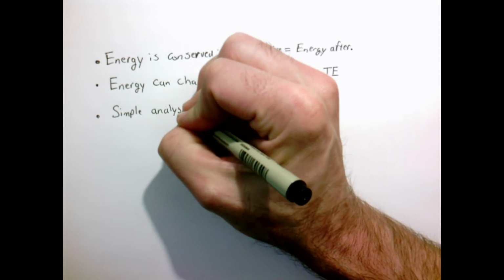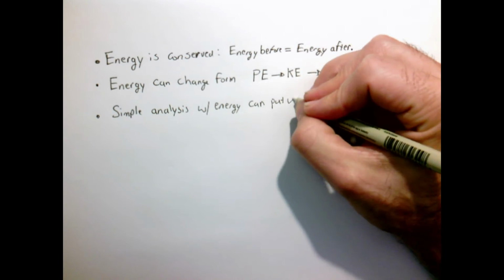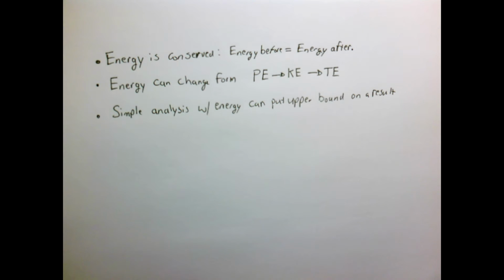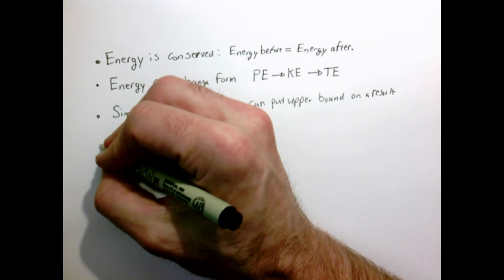Another important point is that a simple analysis with energy can put an upper bound on a result. So in the example we did with the ball dropping, its velocity was equal to the square root of 2gh, but that was the most it could be. If there was any friction due to the air, we would get a velocity less than that.